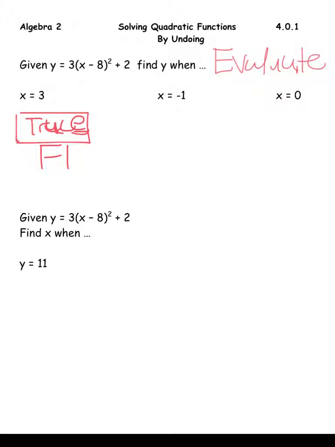Alrighty, so what we need to do is turn on our graphing calculators, go to our y equals, and type 3 parentheses x minus 8 parentheses squared plus 2, and draw the graph. Then, as long as x equals 3 is in our screen, we can just type trace or F1, 3, enter, and it'll tell us that y is 77.